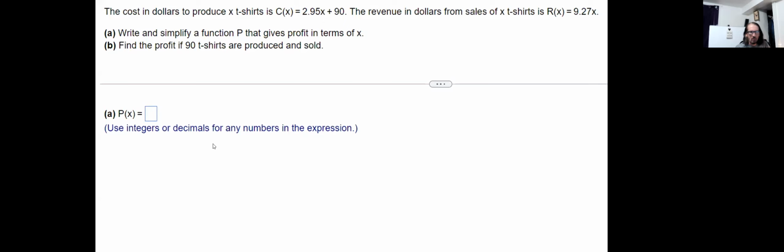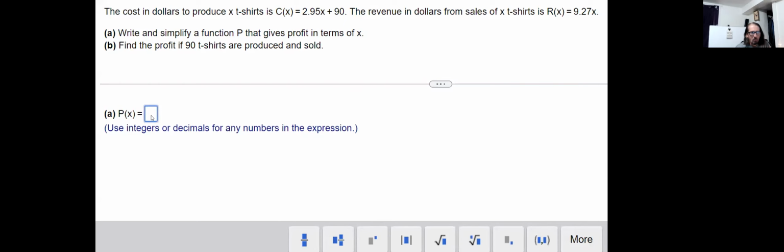This question is an extension of things that we were already talking about on the first day. Profit is revenue, the money that comes in, minus cost, the money that goes out. Abbreviate the revenue function as R of x and the cost function as C of x. Then we're going to have to subtract. The formula we're given for R of x is 9.27x, and we have to subtract all, so I'm putting parentheses around this, of the cost function, 2.95x plus 90.